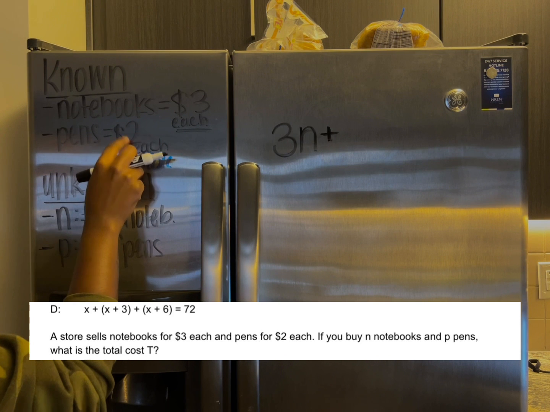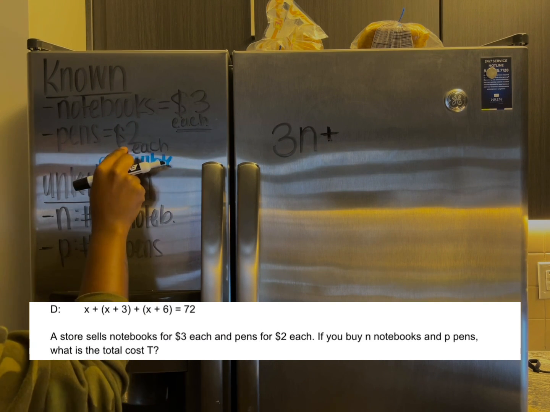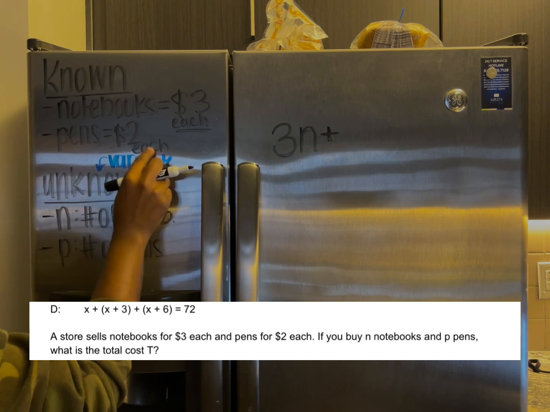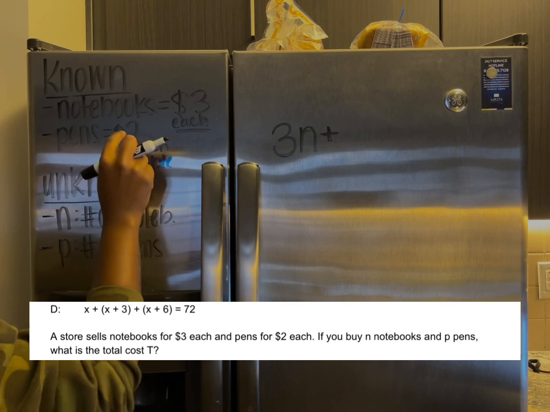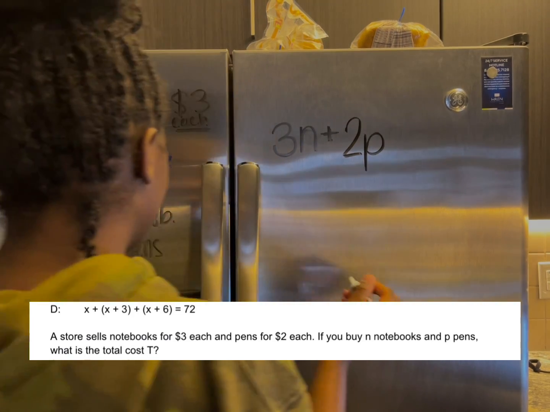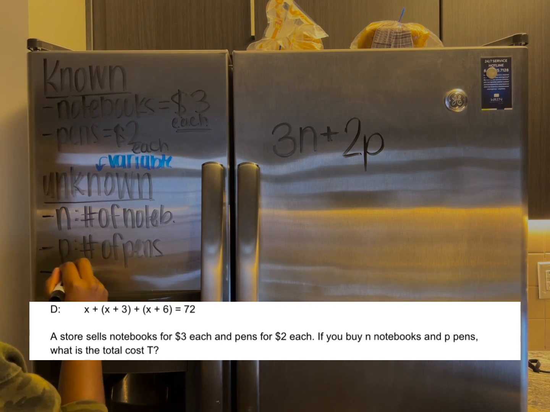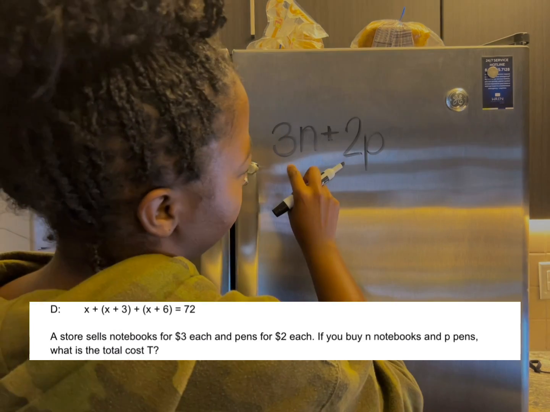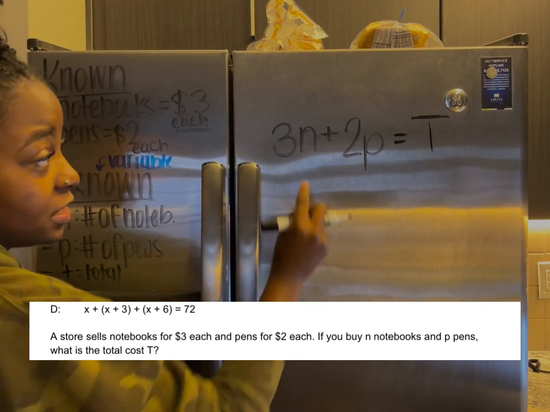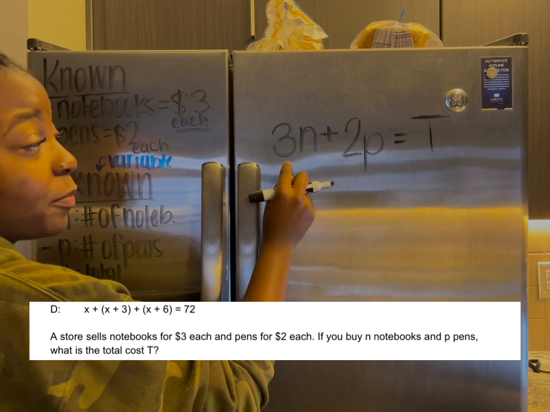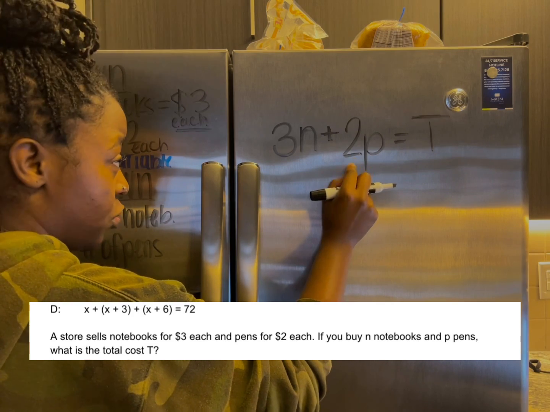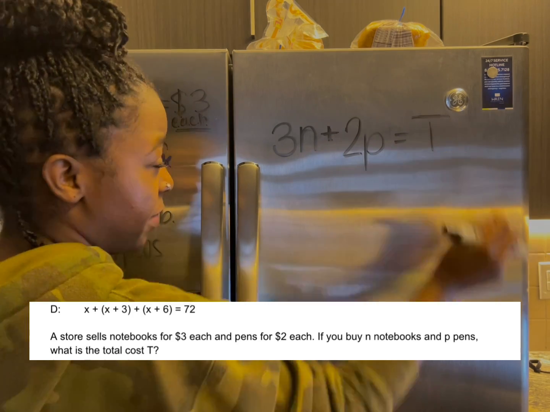Pens are $2 each. So the same thing. It's $2 each pen. P is for pens. $2 each P. Each tells me to multiply. 2 times P. And then, I forgot this one. The T is the total cost. So 3N plus 2P will give me my total. Because however many notebooks I buy, I have to pay $3 for each one. However many pens I buy, I have to pay $2 for each one. I put all that together, that's how much I paid in total.